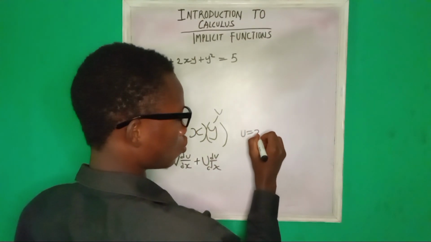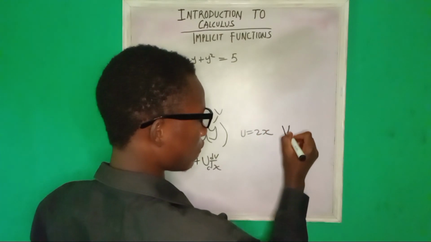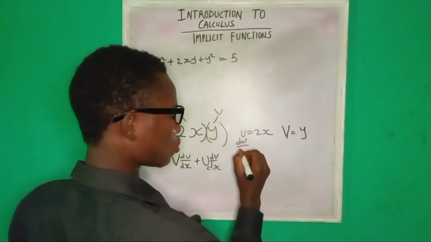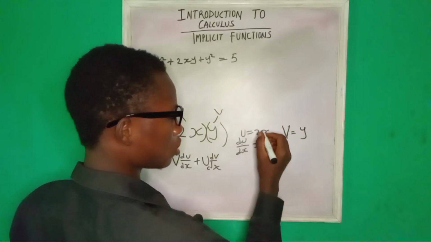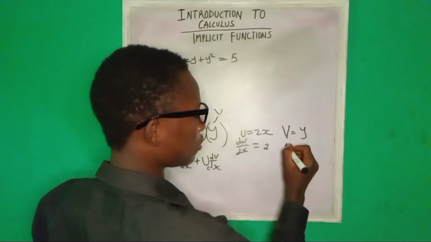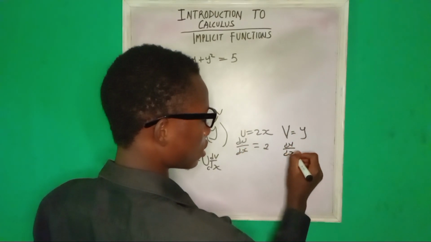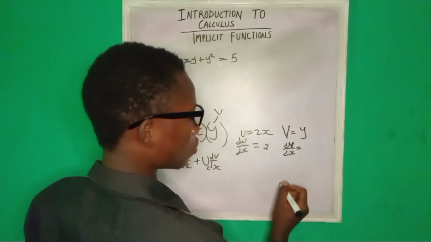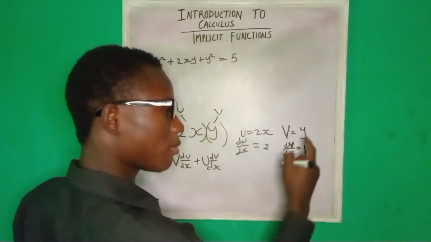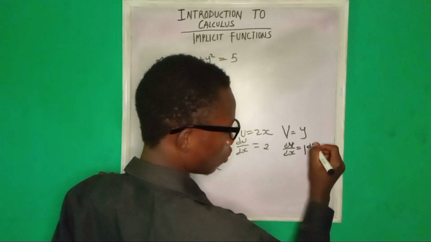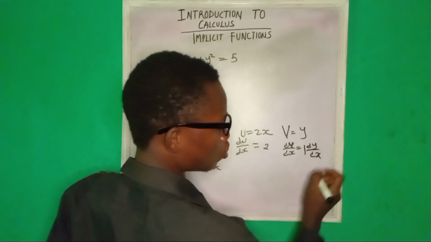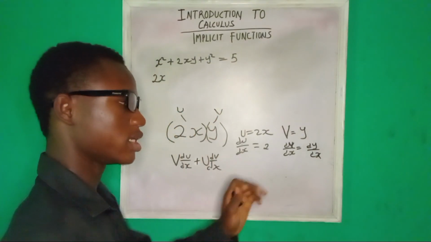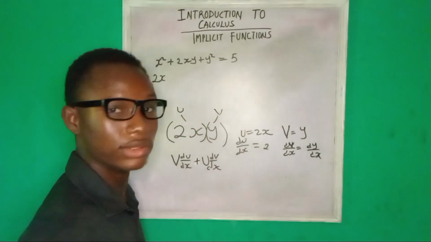u is equals to 2x. Then we have our v is equals to y. So our du dx here is equals to 2 and our dv dx is equals to 1. Remember when I said we have to put the dy dx. So now the 1 can be excluded. So it will be dy dx. dv dx is equals to dy dx.